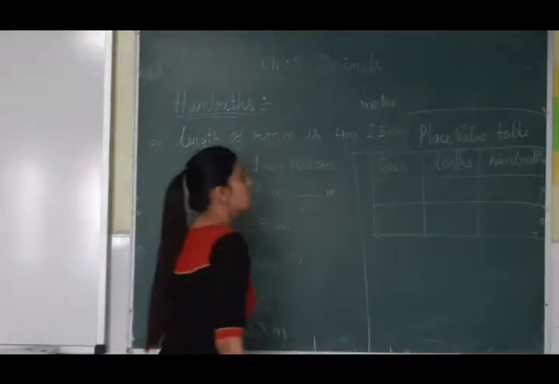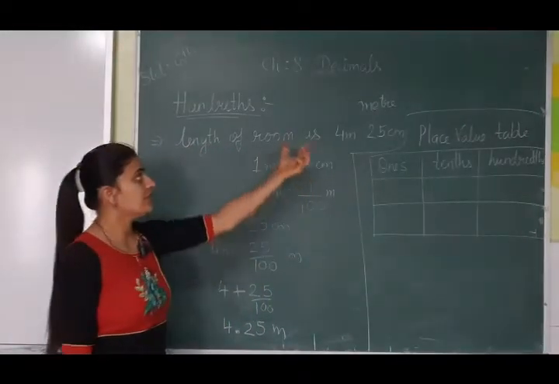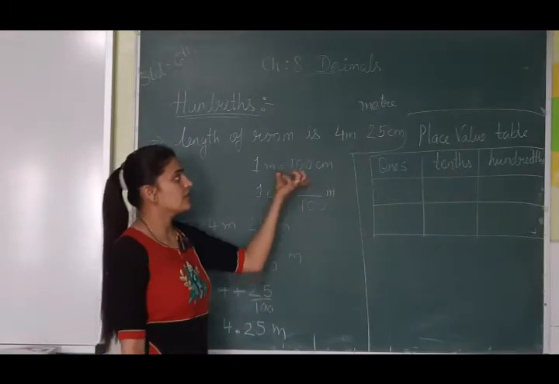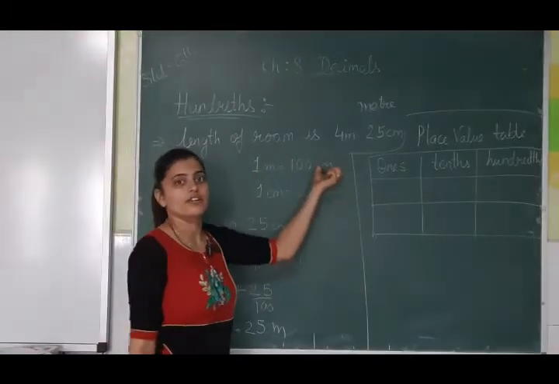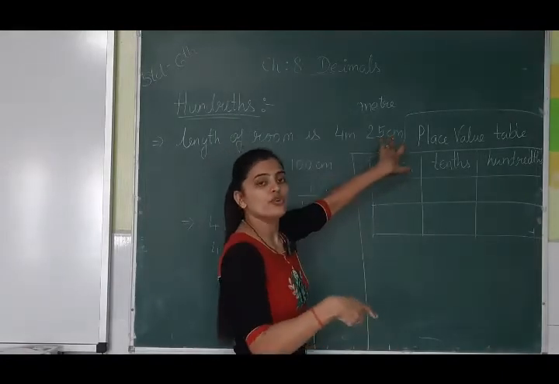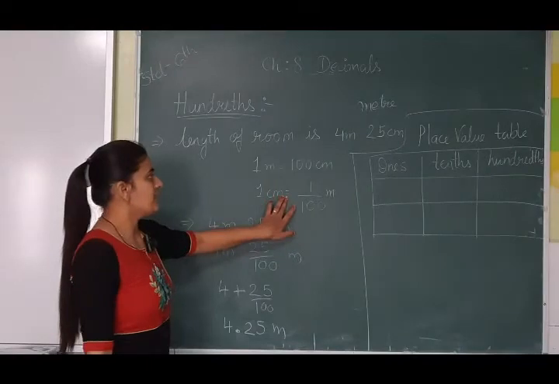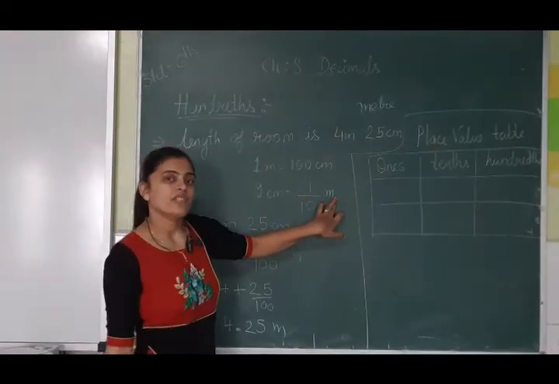For that we should know the relation between meter and centimeter, which is a conversion relation. We know that 1 meter is equal to 100 centimeter. If we want to convert centimeter into meter, we have to divide by 100. So 1 centimeter will be equal to 1 by 100 meter.